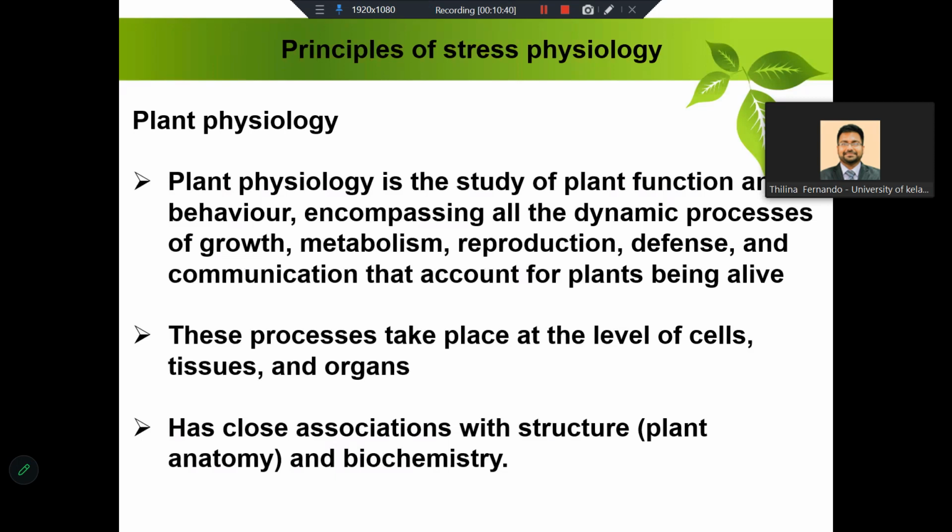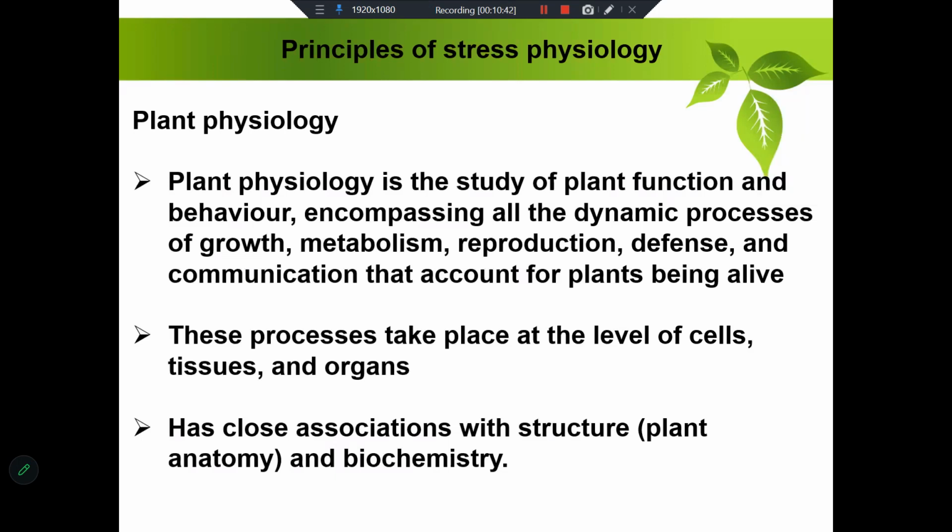Likewise, it has a close association with structure, that is what we call anatomy, and with biochemistry. So in plant physiology, we will talk a lot about the anatomical features and the biochemical reactions going on inside the cell. Anatomy and biochemistry together, we can understand plant physiological processes.